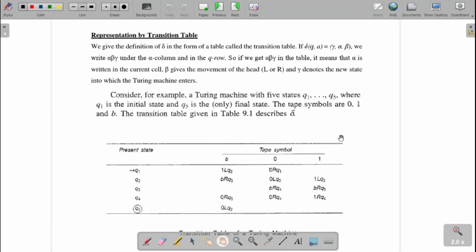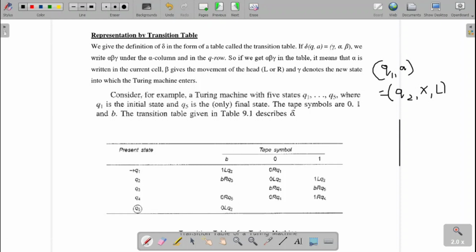Then the next one is the representation by the transition table. The representation by the transition table is similar to the transition table we wrote for the finite state machine. Let me take the same old example. What is that one? Q1 on A, I will go to the state, assume Q2, A I will replace with X, and I will have the left movement.